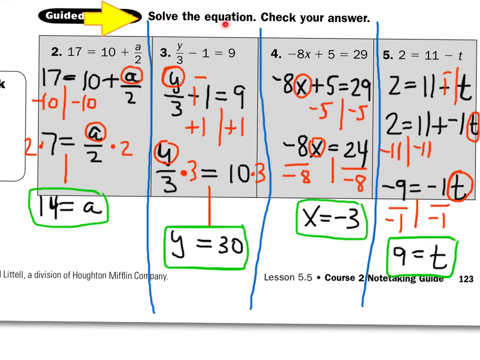Okay, now it would be great for you to try the guided practice on your own before you listen to me explain it. But if you need help, of course, listen to me explain it. So look at number 2. I have 17 equals 10 plus a over 2.